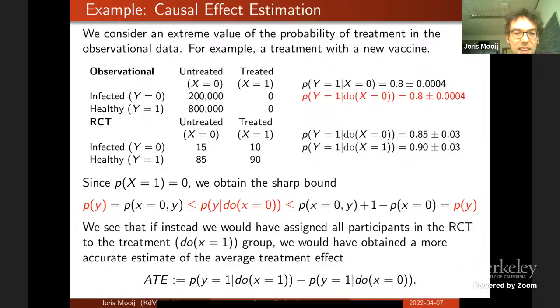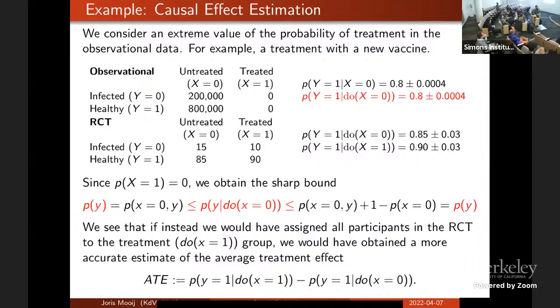Now, because in the observational setting everyone was untreated, the bound actually becomes sharp. And this quantity in red, the probability of y given that we intervene to give no treatment, is actually equal to the marginal probability in the observational regime of the outcome. So we can also estimate that much more accurately. And then if you do that, you find in this case for these numbers that there is a significant effect of the vaccine on the outcome. And you also realize, yes, question?